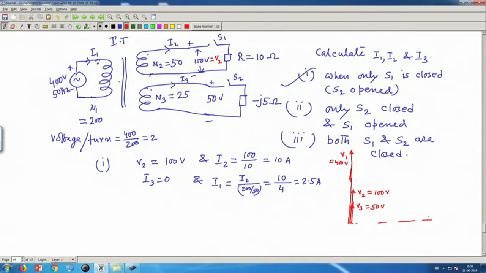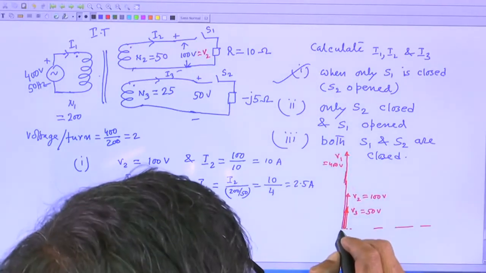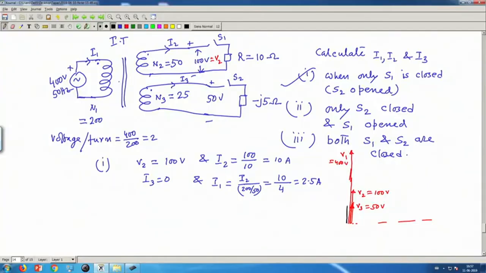Now, if S 1 is closed, there will be I 2, and this I 2 will be in phase with the voltage because it is a resistive load. So, the current I 2, I have calculated it, 10 ampere. It will be in some other scale, I 2 will be like this. This I 2 will try to upset the MMF balance, therefore, the primary has to draw extra current, and that value is I 2 dashed, equal to I 2 by A.